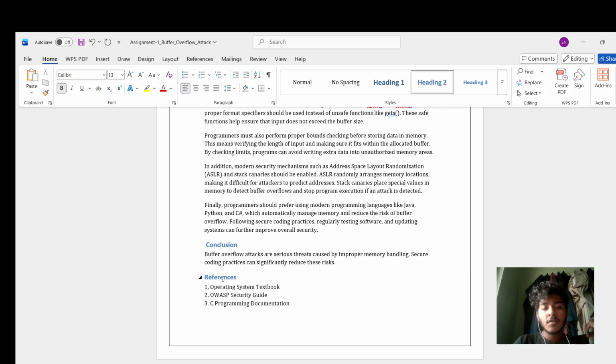Conclusion: buffer overflow attacks are serious threats caused by improper memory handling. Secure coding practices can significantly reduce these risks.